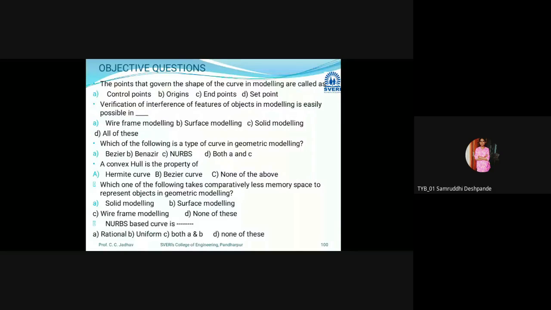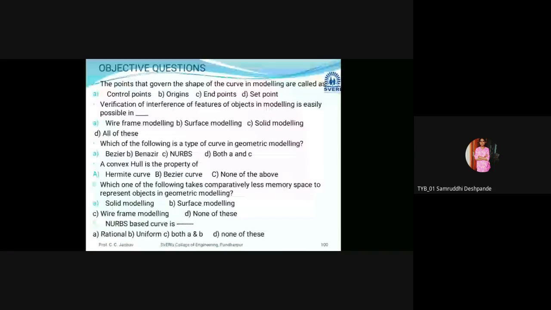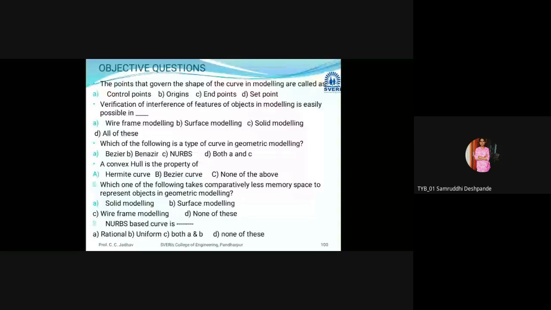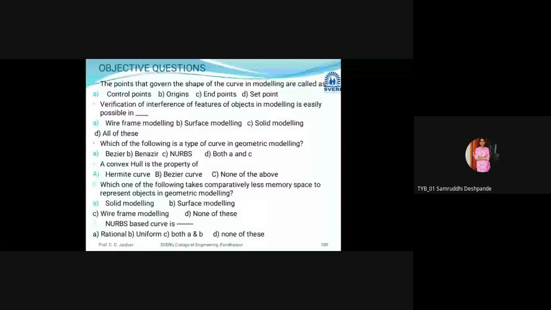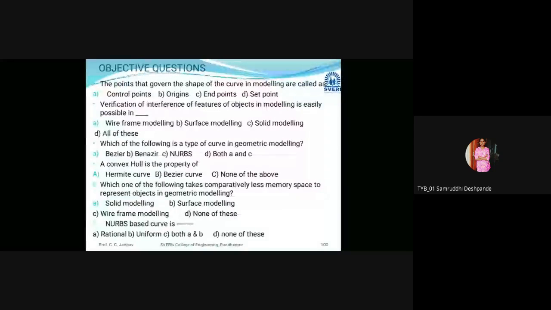Sir, option C. You were in today's lecture, right? Yes, sir, curves. Then which one is the correct answer for the NURBS curve, based on which category: rational, uniform, both A and B, or none of these? The name itself indicates non-uniform rational. So the option is... Yes, non-uniform, so option A is correct. Okay.